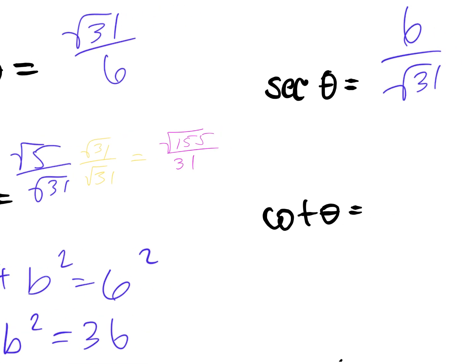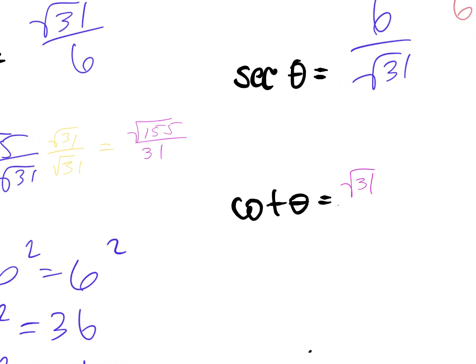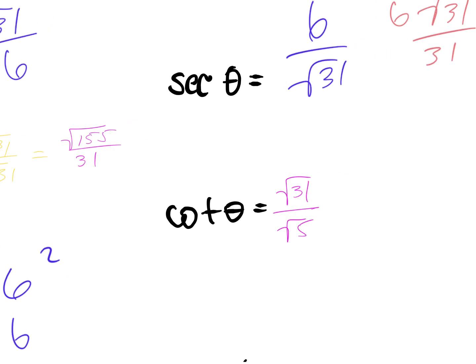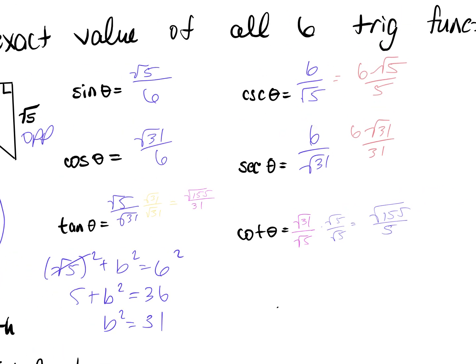And then we're going to come over here and do the same thing. We're going to do the cotangent. Well, that's just flipped. It's the square root of 31 over the square root of 5. Again, you got to fix it. Rationalize with the square root of 5, and you get the square root of 155 over 5. Can you cross off any 5s in the numerator and denominator there? Why not? Because one is under the square root and one is not.